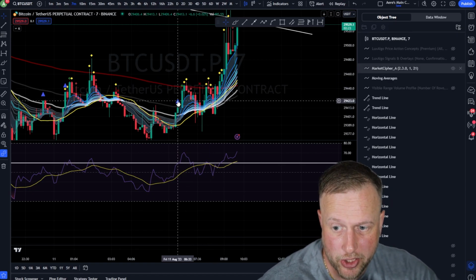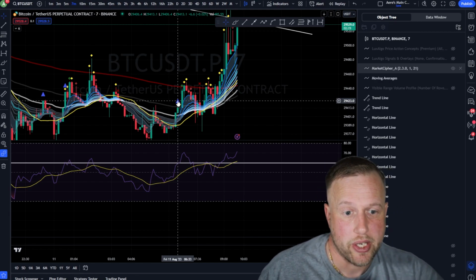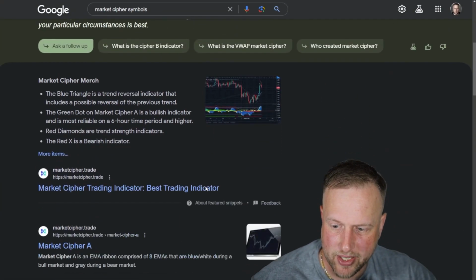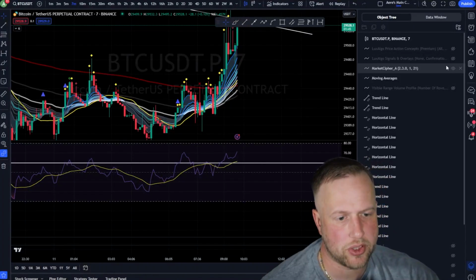This blue is a reversal symbol. If you need to know what these symbols mean, what do you do? You Google it. Market Cipher A symbols. Right here, just click on it. There's your symbols. I'm just showing you examples.